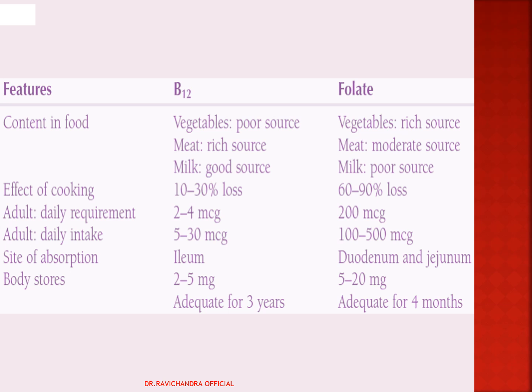On cooking, there will be 10 to 30% loss of B12, whereas 60 to 90% of loss will be there of folate. Daily requirement for B12 is 2 to 4 micrograms, whereas folate is 200 micrograms. Adults' daily intake will be 5 to 30 micrograms of B12 and 100 to 500 micrograms of folate. Site of absorption for B12 is ileum, whereas site of absorption for folate is duodenum and jejunum. B12, ileum, and folate, duodenum and jejunum.